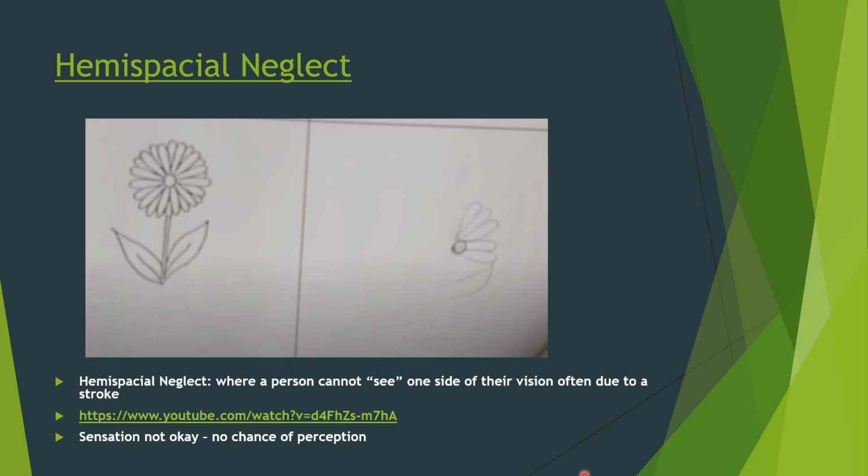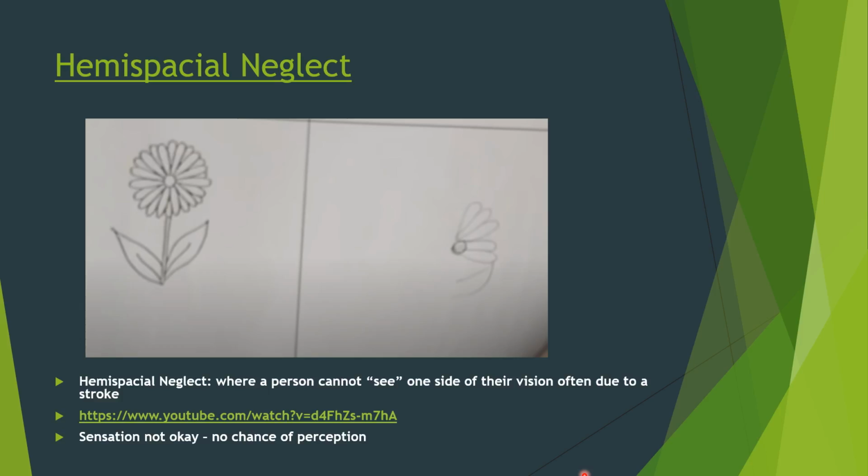Next up, let's talk about hemispatial neglect. Hemispatial neglect is simply an inability to see one side of your vision. We've learned in previous chapters that vision is organized such that the left side of the vision is handled by the right side of the brain and vice versa, and that it travels through parts of the midbrain, and that there's a need for the left and the right side of the brain to work with visual information, because the right side is better with visuals, but the left side is better with language.